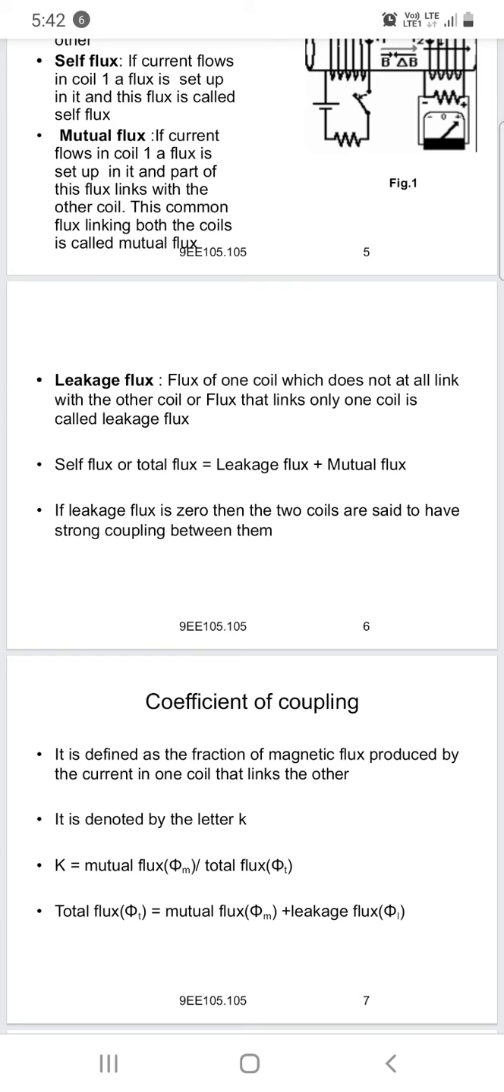If leakage flux is zero, then the two coils are said to have strong coupling between them.